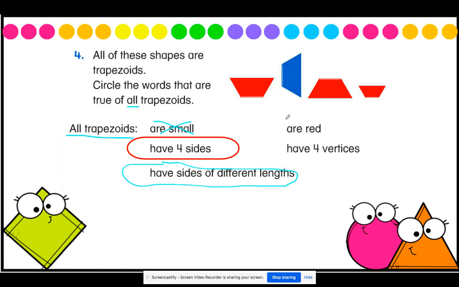The next one, are red. Are all of these trapezoids red? Shout out your answer. I hope that you said no. There is one that is blue.